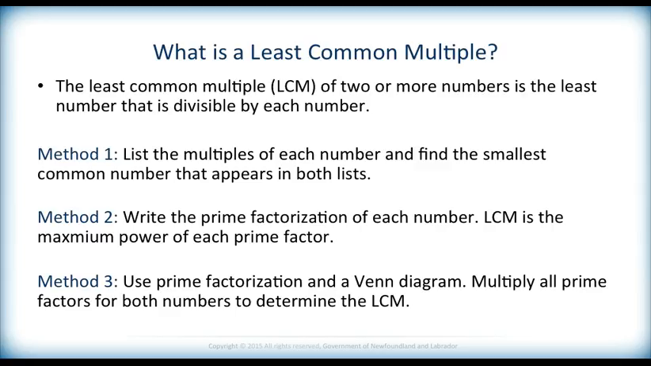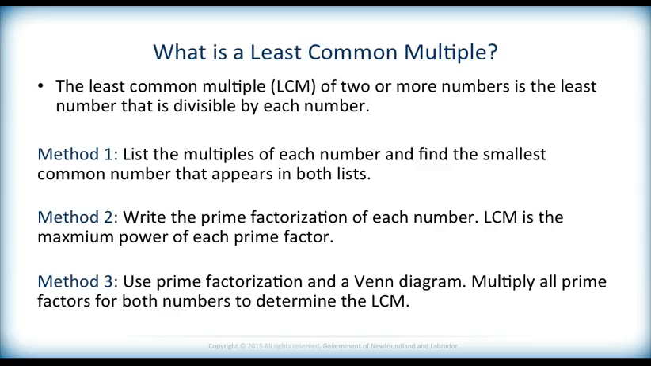List the multiples of 12, lowest to highest. Do the same for 18. When you go through the lists, you will find the smallest common number for both 12 and 18. In method 2, write the prime factorization using your factor trees. The LCM is the maximum power of each prime factor.